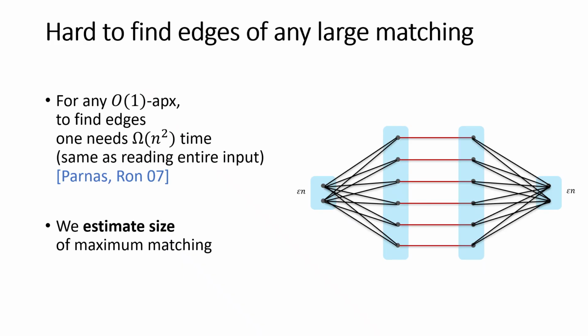Okay, the reason why we estimate the size is that it is actually impossible to find the edges or to materialize explicitly any large matching in time that is less than n squared. This is a result by Parnas and Ron. This is why we estimate the size only.